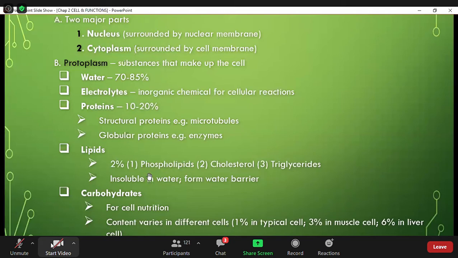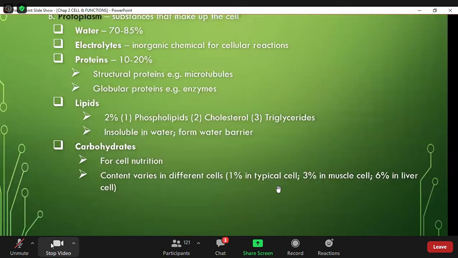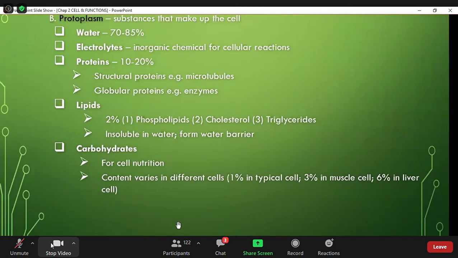So your lipids are insoluble in water, so they form a water barrier. So where will the water pass? There are water pores in the cell wall, the aquaporins. Then another component is your carbohydrate.